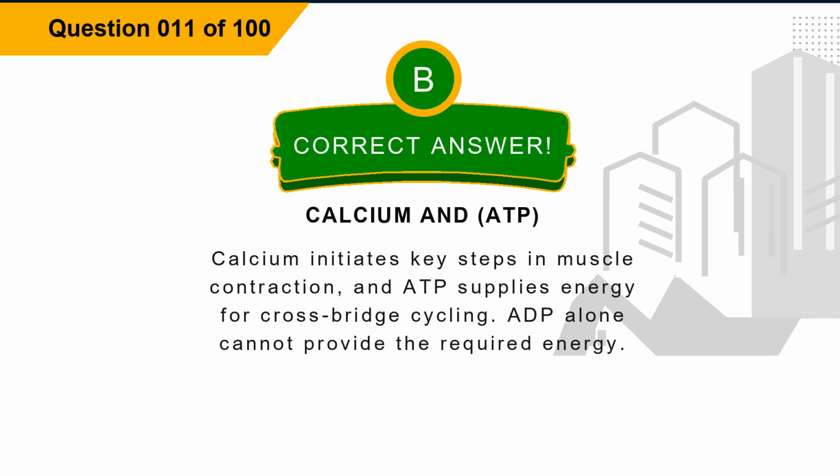Calcium and ADP. Explanation. Calcium initiates key steps in muscle contraction, and ADP supplies energy for cross-bridge cycling. ADP alone cannot provide the required energy.